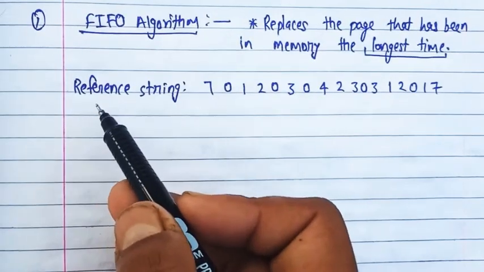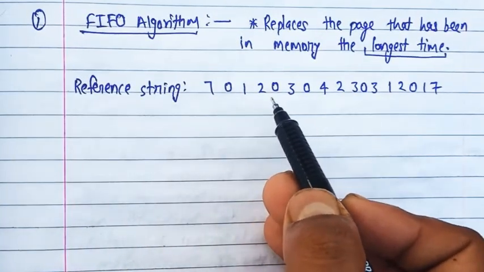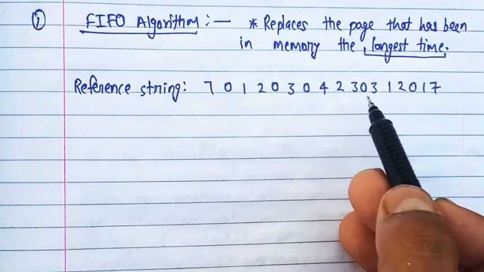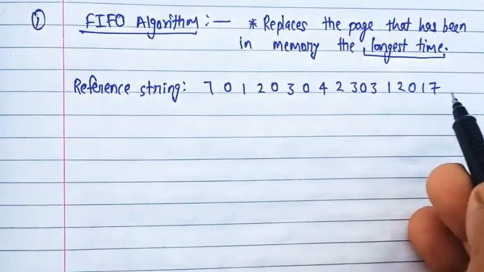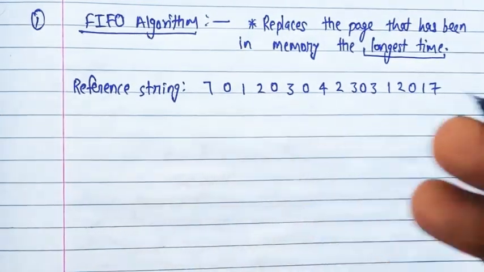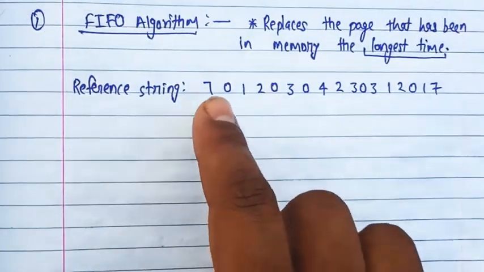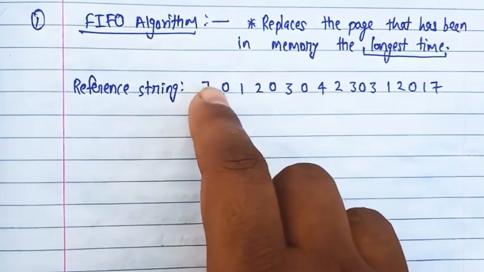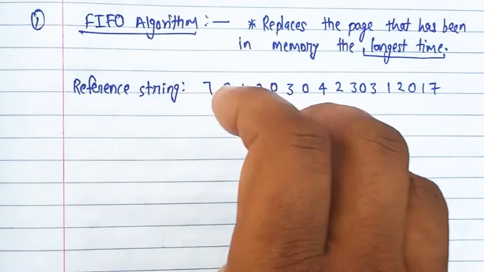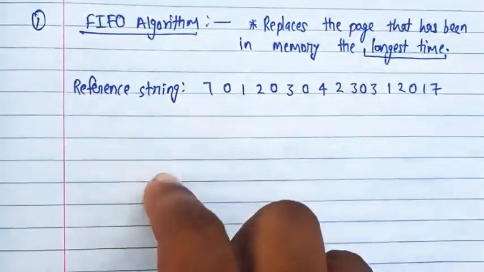So this is our reference string: 7 0 1 2 0 3 0 4 2 3 0 3 1 2 1 7. These are the different pages, or we can say these are the page numbers. So the CPU is demanding a page. The first thing we have to check is whether this page is present in the main memory or not.